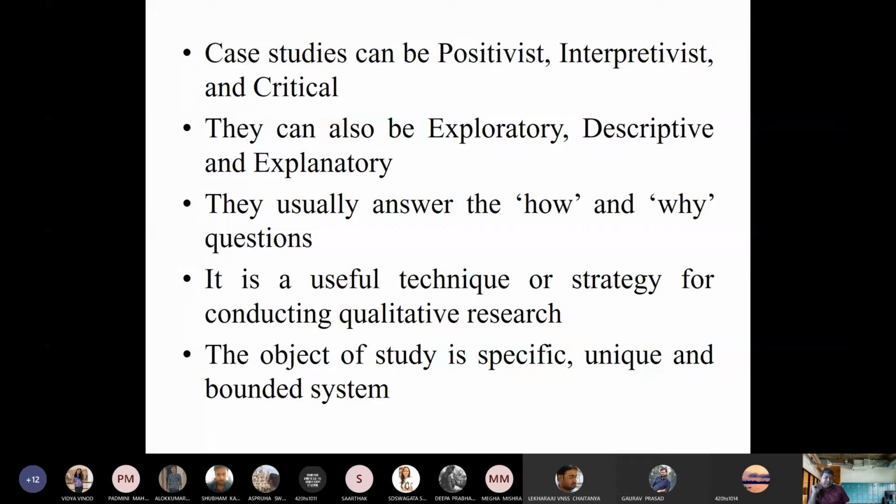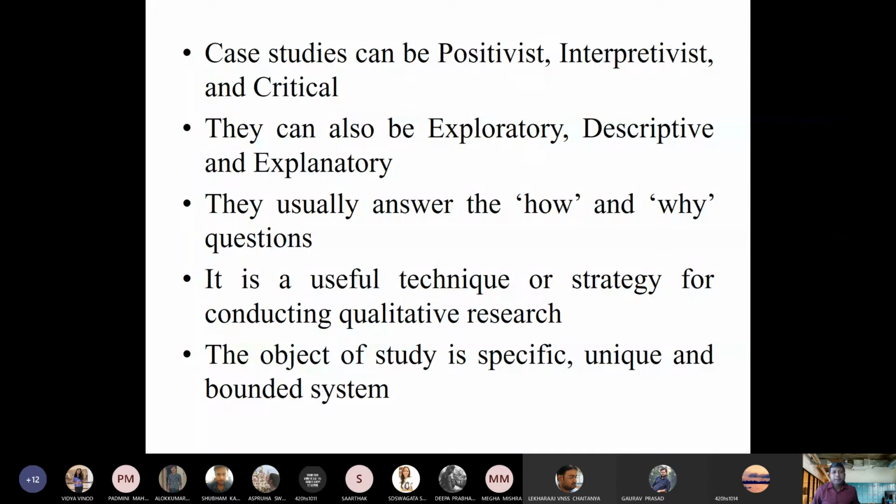It is a useful technique or strategy for conducting qualitative research. Generally, the case study method is a very useful technique or strategy which is usually used for conducting qualitative research. The object of study is a specific, unique, and bounded system. If you understand this, you will understand that the object of the study is very specific, very unique, and bounded by the system. The system binds the way and the procedure that will be followed, and it is a very specific and unique one.